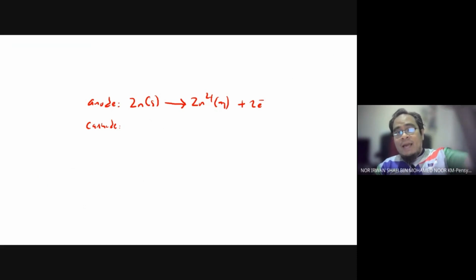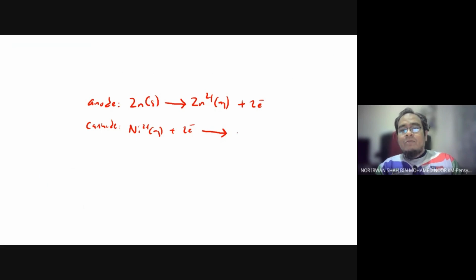Elektron tadi akan mengalir through nickel plate dan dia akan masuk dalam solution. Dalam solution ada apa dekat cathode compartment? Ada larutan nickel 2+. So what happened there? So nickel 2+ akan terima 2 mol elektron tadi dan dia akan hasilkan apa guys? So dia akan hasilkan solid nickel.